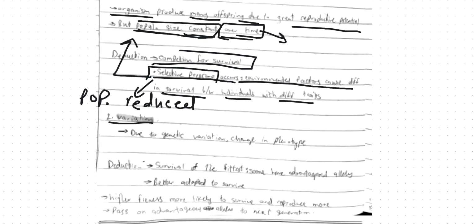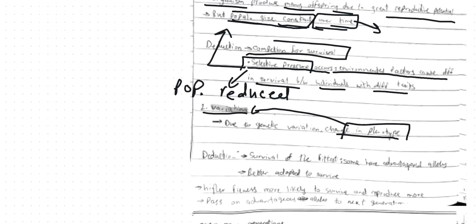And remember that selective pressure will always act on populations. Selective pressure is the environmental factors that cause different survival between individuals with different traits. So if a population has selective pressure, then remember, this will cause the population to be reduced. And also, variation is caused by a change in phenotype. So if you have a change in phenotype, this will cause variation. And remember, variation will cause competition.